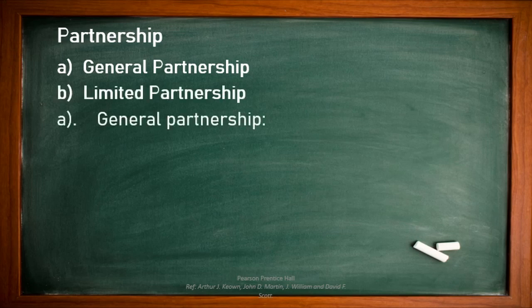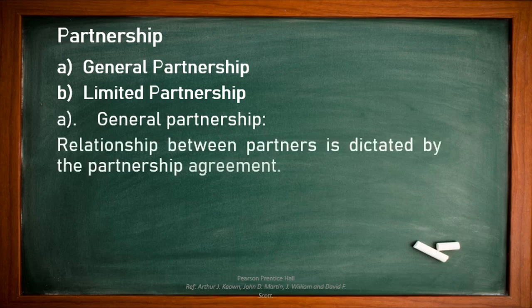What is general partnership? In a general partnership, the relationship between the partners is directed by the partnership agreement. It means we must have a written agreement. In that agreement, everything is written about which partner has what capacity. Different partners have different capacities. For more understanding, they can invest different amounts of money or bring different efficiency.